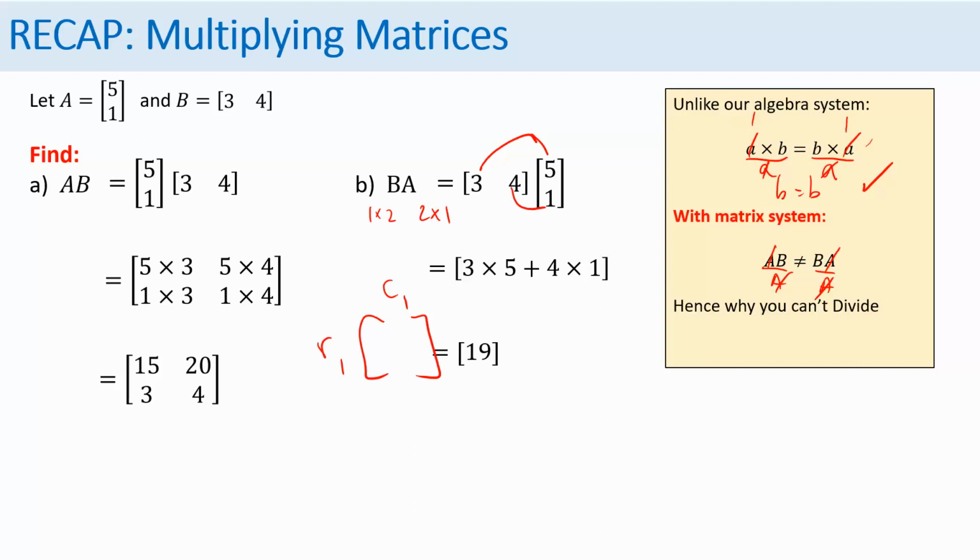Okay, which, you know, B is meant to be the same. 3, 4, and 3, 4. Those are 2 of the same B's. But if I do it algebraically here, it doesn't make sense. That's why matrices do not have division.